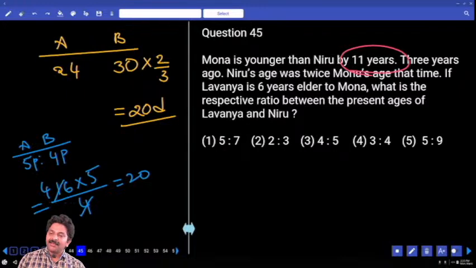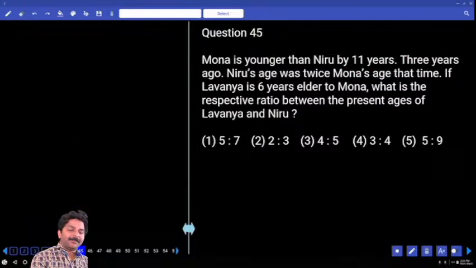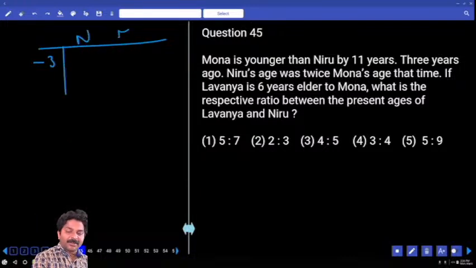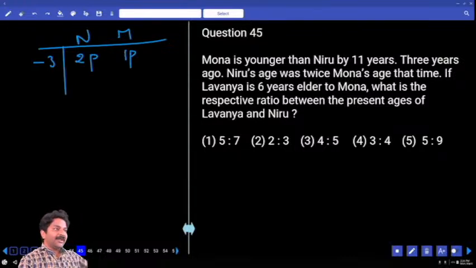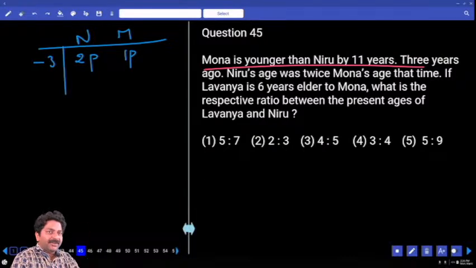Mona is younger than Neeru by 11 years. 3 years ago, Neeru's age was twice of Mona's age at that time. 3 years back, Neeru's age compared with respect to Mona, how many times they said? Twice. That means 2:1 only. 2 parts and then 1 part. What is difference in terms of number of parts? 1 part. First line, what is the age difference between both the persons? Any time age difference between two members must be same only. 3 years back also it has to be 11 years.